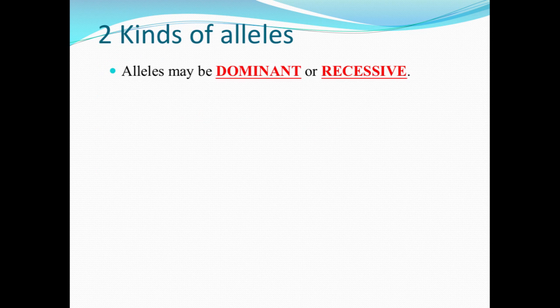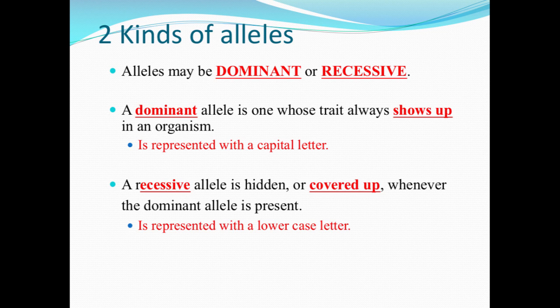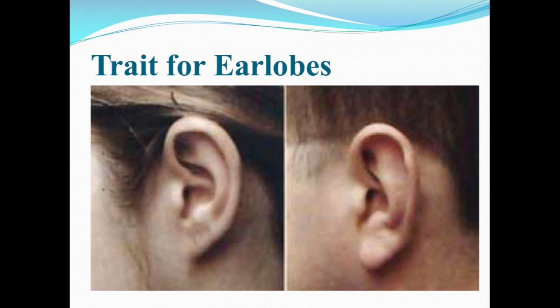So there are 2 kinds of alleles, and we talked about this. There's dominant and recessive. A dominant allele is one whose trait is always going to show. It's always going to be there. And we represent it with a capital letter. Recessive alleles are hidden or covered up, which means they are only going to show if there is no dominant present. So if there's a lack of a dominant allele, then recessive will show only if both are recessive, and we represent it with a lowercase letter.